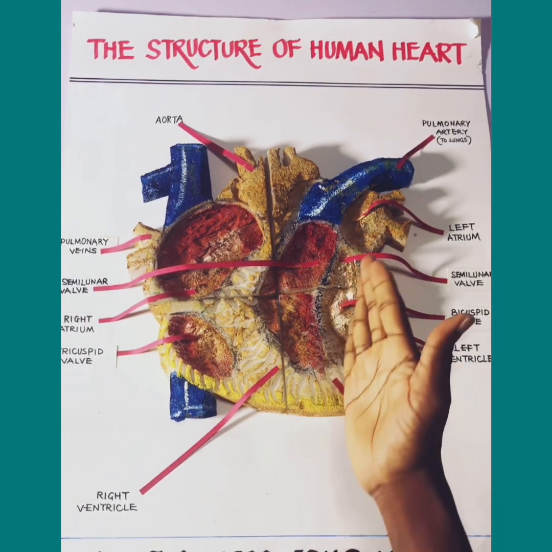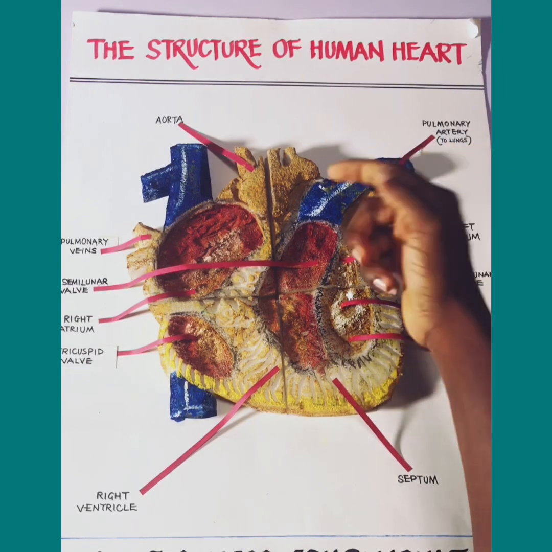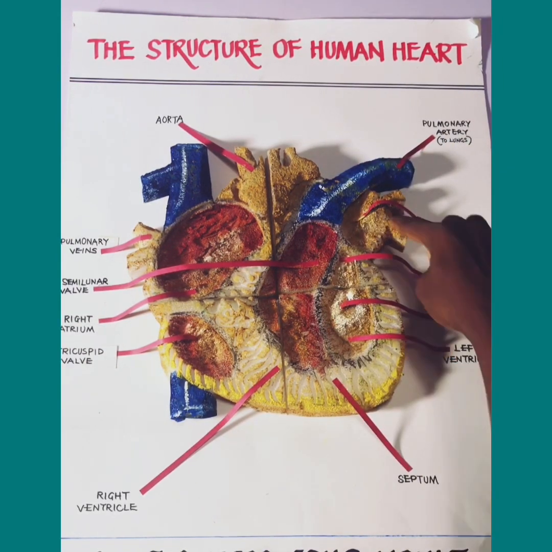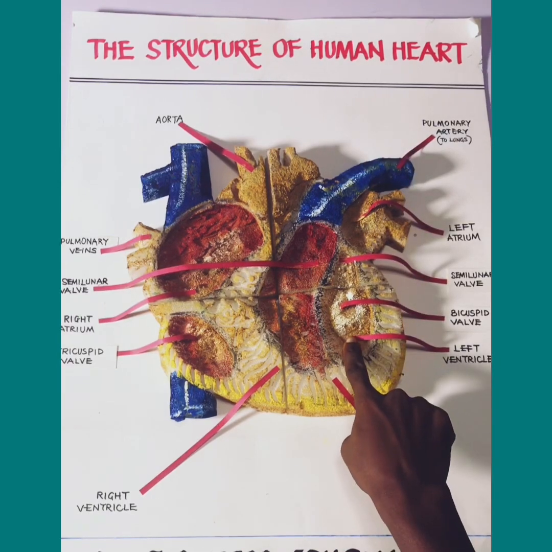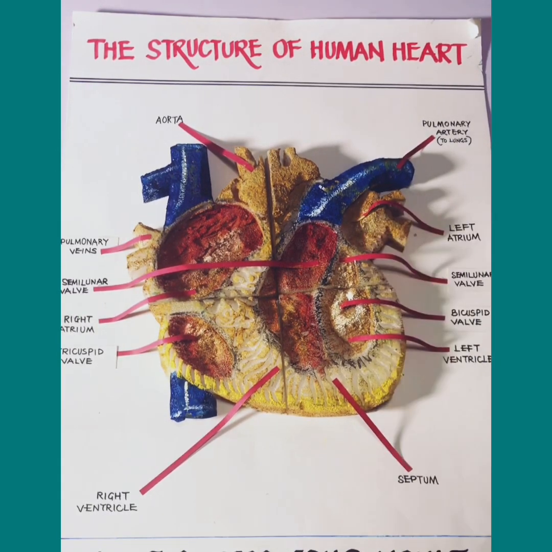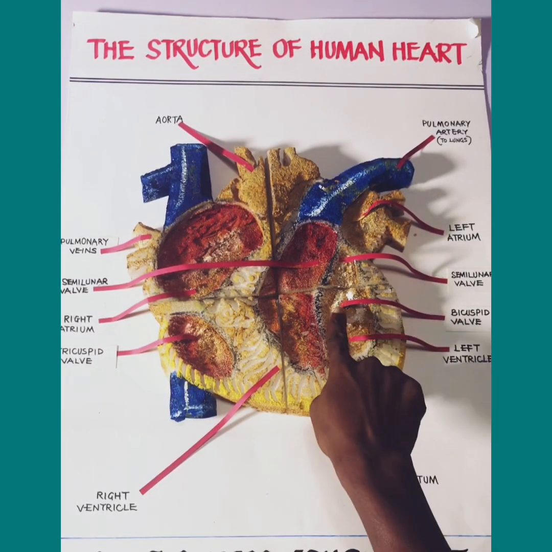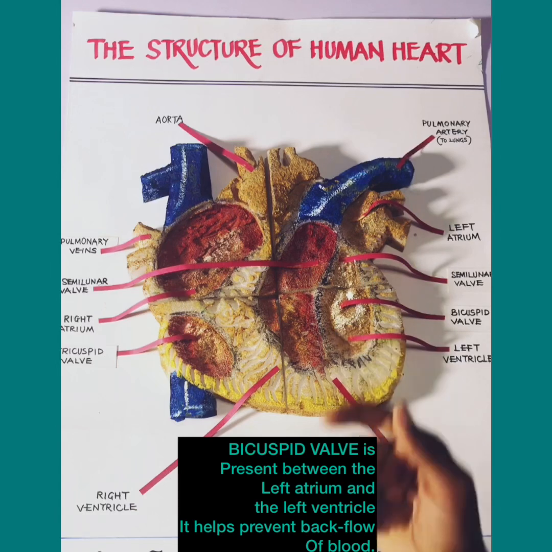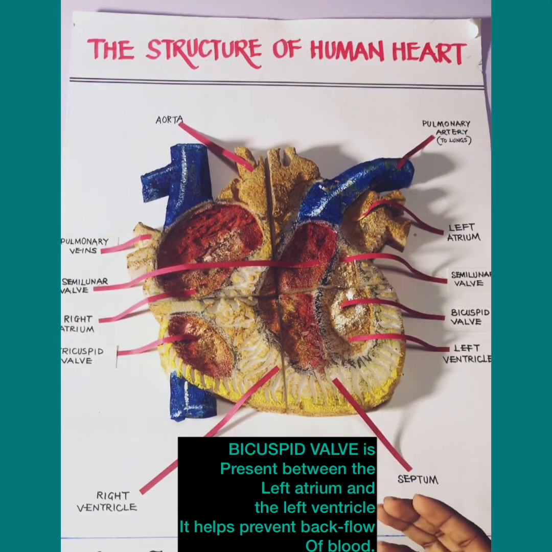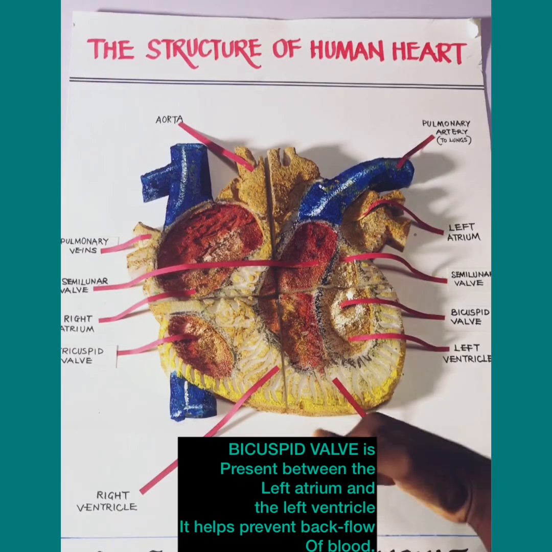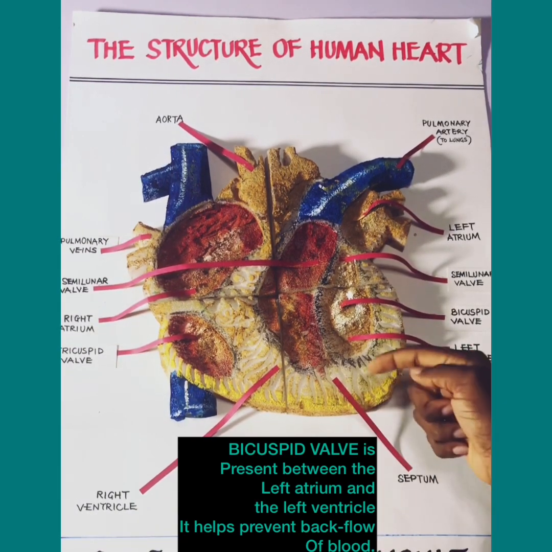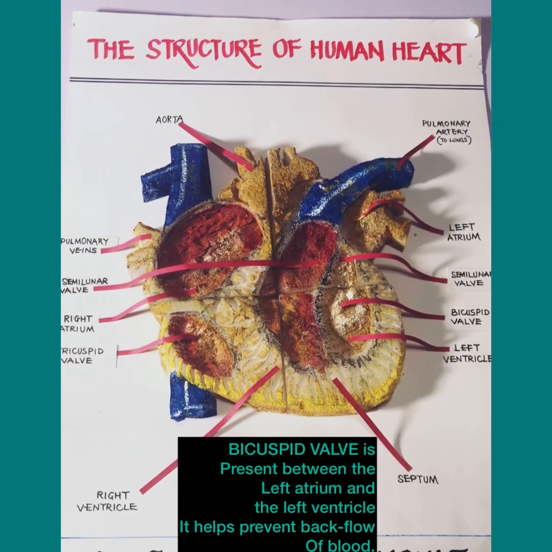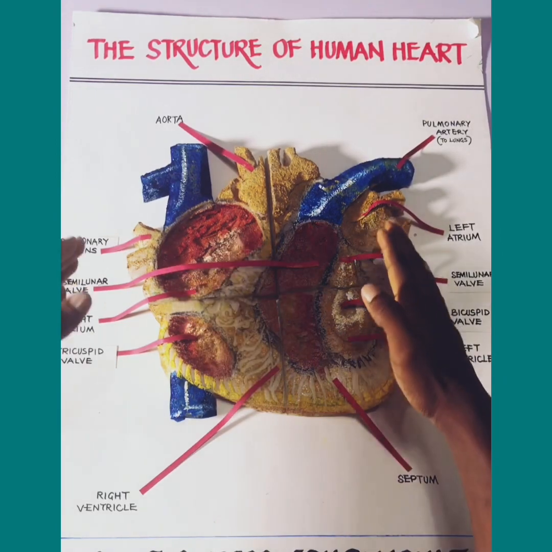The same thing is applicable to this left hand side of the heart. How does blood enter into the left atrium, and how does the blood from the left atrium get into the left ventricle? You can see in between the left atrium and the left ventricle, there is a valve, and that valve is known as the bicuspid valve. So what is the function of the bicuspid valve? The major function of the bicuspid valve is to prevent backflow of blood from the left ventricle into the left atrium.